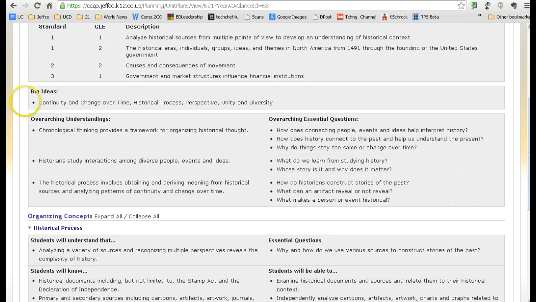One place for concepts is to notice big ideas within social studies. So here are big ideas in this unit that we've aligned: continuity and change over time, the historical process, perspective, which is extremely important, and unity and diversity. How do we come together? How do we respect diverse ideas, diverse opinions? This really plays out throughout the years for students. Overarching understandings give you a lens of what students will be learning about throughout their entire educational experience, preschool through 12th grade. So this gives you some insight into where students are going throughout the years.